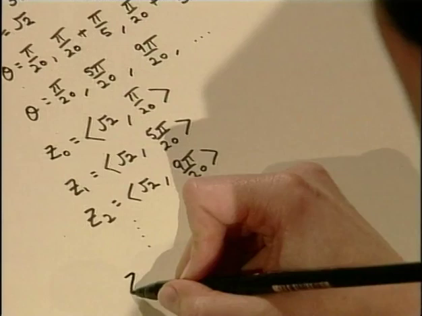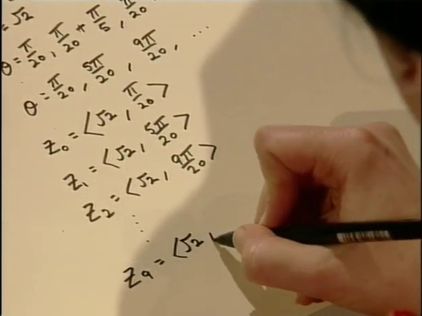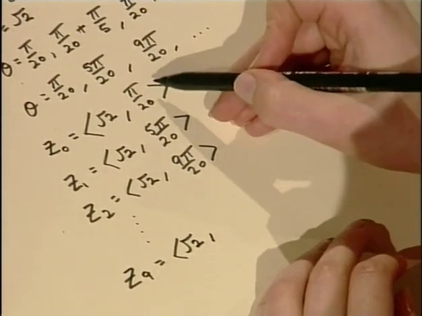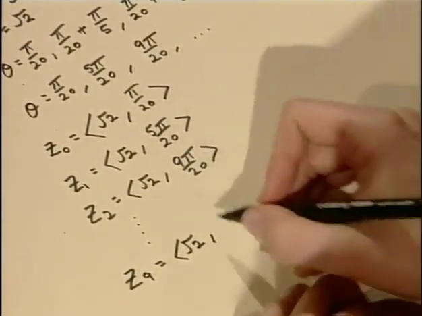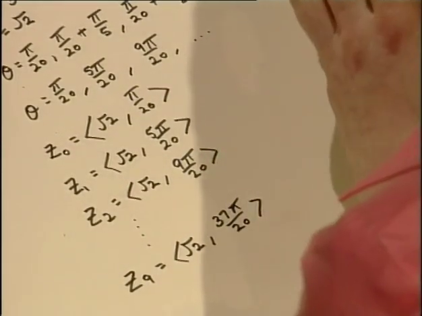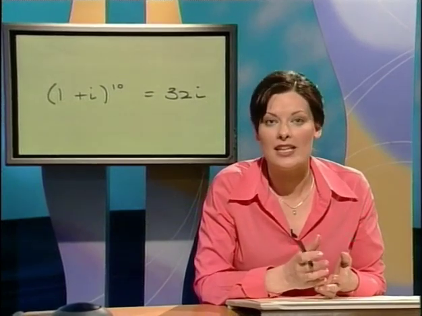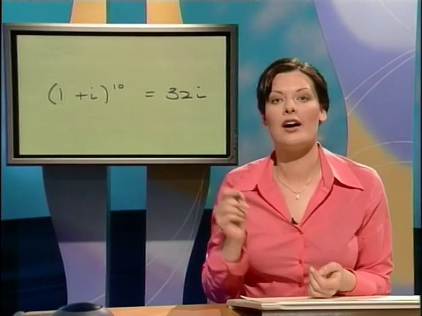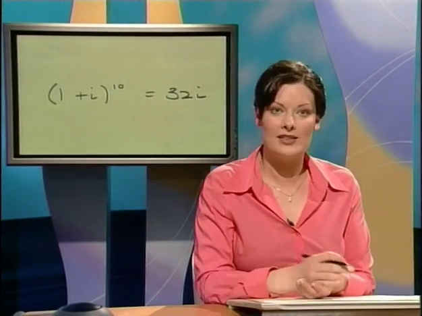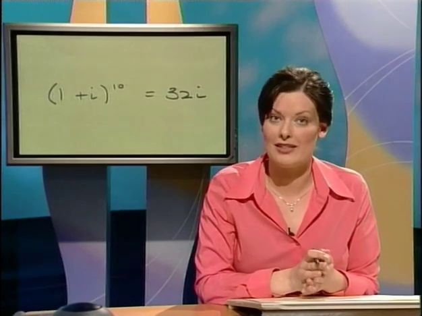And so, for example, I could work out that z9 would be, well, I know my modulus is root 2, and if I follow the pattern each time I'm going up by 4, well, that'll be 37 pi over 20. I could have carried on, but I'll stop there and Alan will show you why in a minute. But you might be saying, well, I know that 1 plus i is a solution. Where is it in this list? Well, of course, I haven't expressed these in Cartesian form yet.